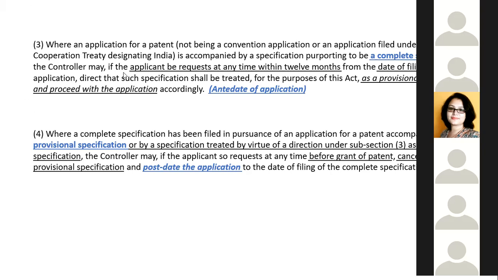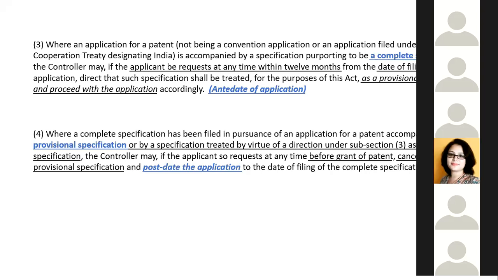See, where an application for a patent, not as a convention or a PCT, is accompanied by a specification purporting to be the complete specification, the controller may, if the applicant so requests at any time within 12 months from the date of filing of the application, direct that such specification shall be treated for the purposes of the Act as a provisional specification and proceed with the application accordingly.